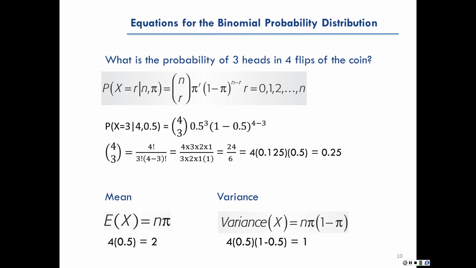Okay, and so what would the mean be? In this case, the mean would be 4 times 0.5 equals 2, and the variance would be equal to 1.